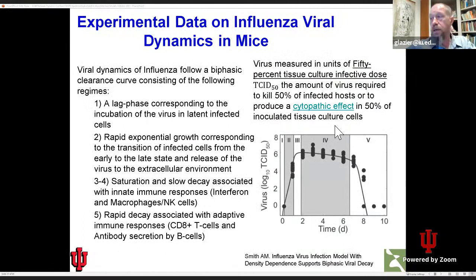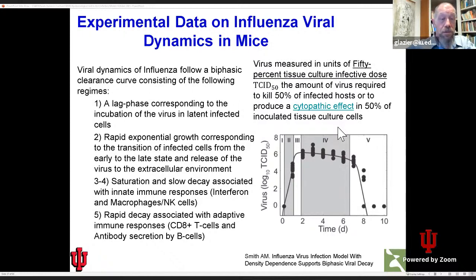Let's start out by looking at some experimental data that was published by Smith for influenza. This is influenza in mice, so now not in a dish, but in animals. There are a couple of issues with these data sets. The first one is that actually measuring the amount of virus in an organism is not so easy. It seems that measuring the amount of virus in an organism should be easy. You take a swab of the throat, you take a swab of the nasal passage, you take a blood sample.